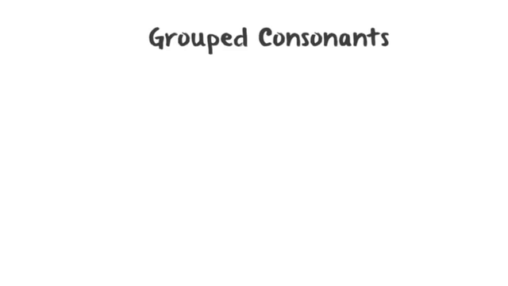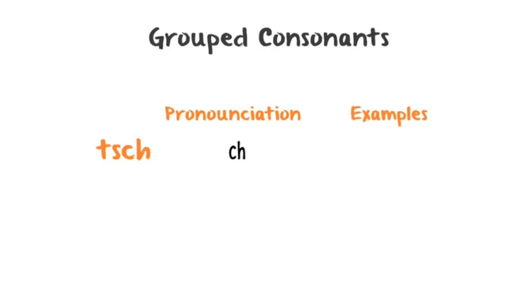The next letter combination is TSCH, which is simply pronounced like a CH in English. Here we have the example of the word Deutsch, which means German, and of the word Tschüss, which means bye. Deutsch, Tschüss.